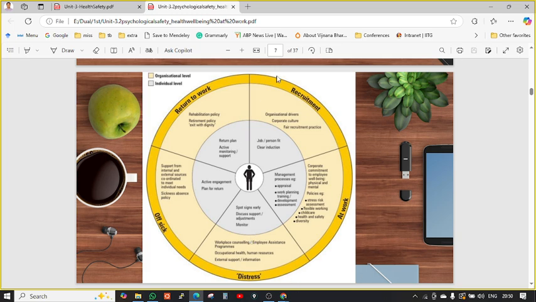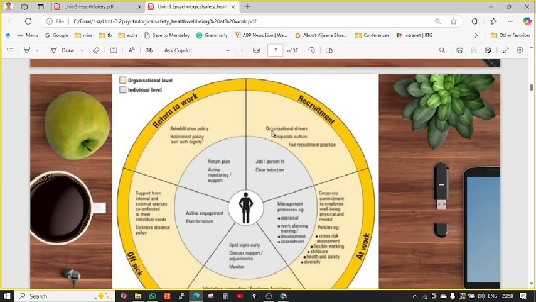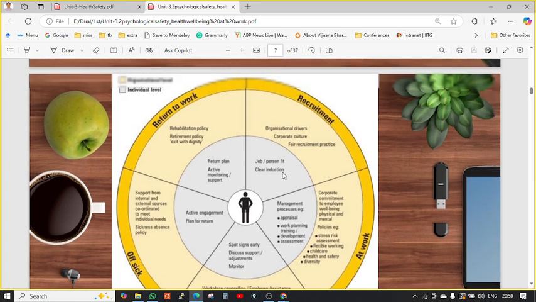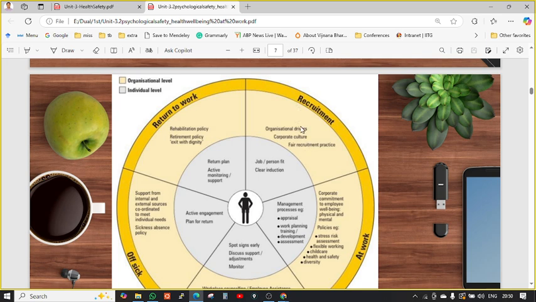This is the process of how the workplace gives high positive work outcomes. The first step is recruitment. Recruitment means someone is going to be recruited for the job. You have to go for the interview and check whether the person is good or bad for the job.